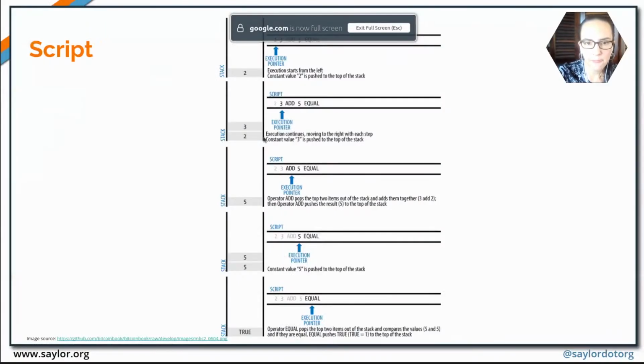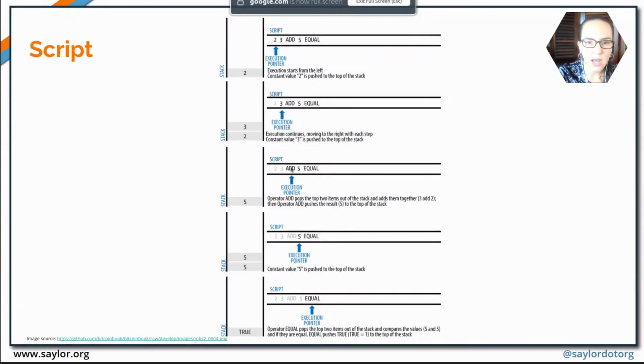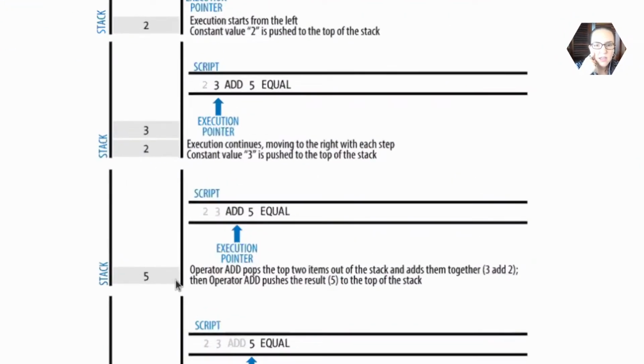Okay, so now we get down here to the op add. We have 2 bits of information on the stack. Then we get to this op add. Op add pops the top 2 items out of the stack and adds them together. Then it pushes the result, 5, to the top of the stack. So it just takes those 2 numbers.